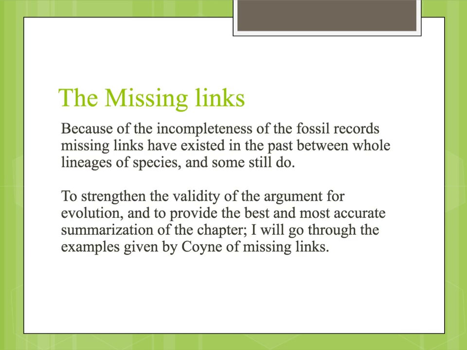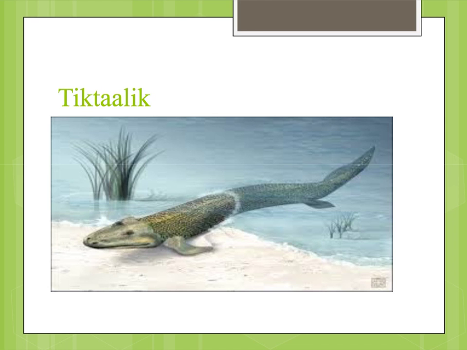The missing links. Because of the incompleteness of the fossil records, missing links have existed in the past between whole lineages of species, and some still do. The first of these examples is Tiktaalik. There he is bridging the gap between fish and amphibians. Tiktaalik will be the first in a string of examples that showcase their respective transitional traits.